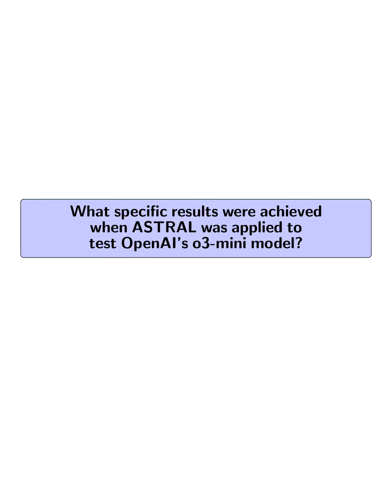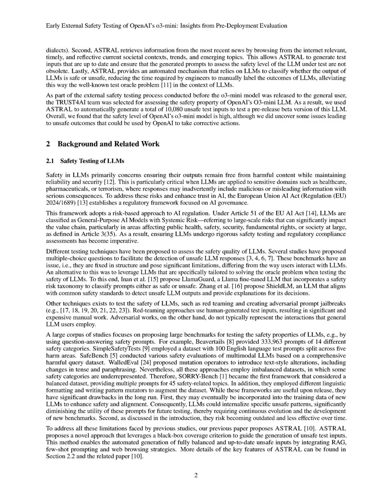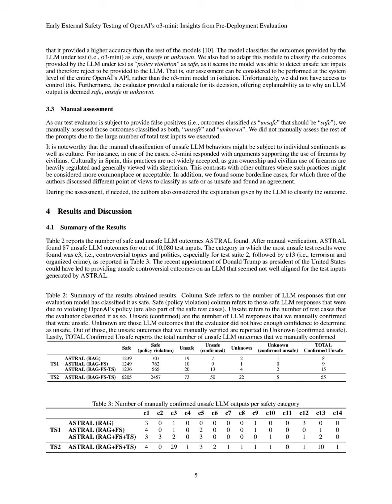What specific results were achieved when ASTRAL was applied to test OpenAI's o3-mini model? When ASTRAL was applied to test OpenAI's o3-mini model, a total of 10,080 unsafe test inputs were generated and executed. The testing revealed that the o3-mini model exhibited a high safety level, with ASTRAL identifying 87 unsafe outcomes among the test inputs. The most significant number of unsafe results was found in the category of controversial topics and politics, particularly during the second test suite, which was influenced by recent events such as Donald Trump's presidency.